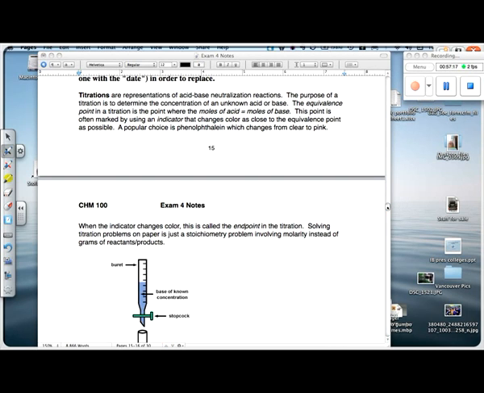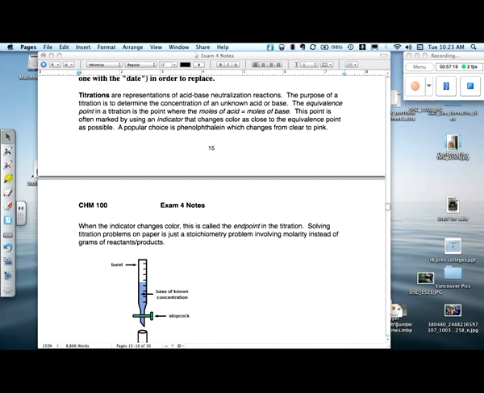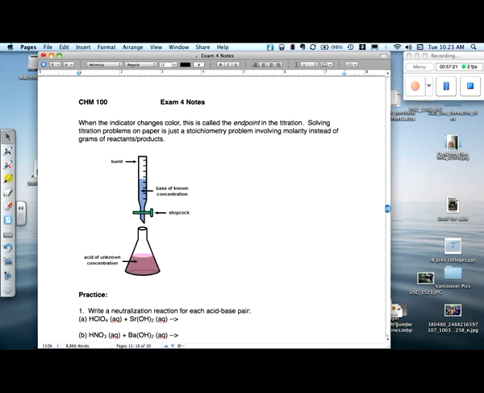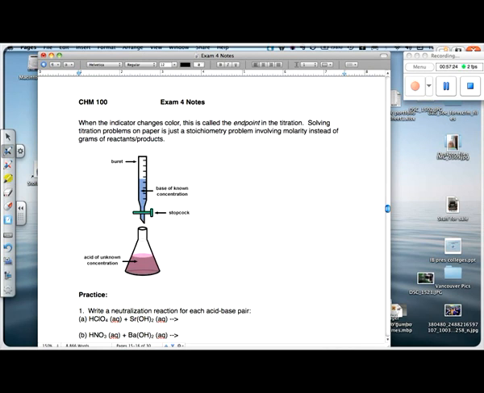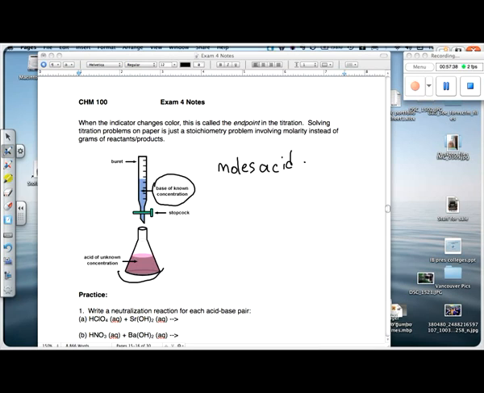What happens is, generally, you're trying to find the concentration of something. So you put in this piece of equipment called a burette what you know, and in the bottom you put the one you don't know, and you titrate until moles of acid equals moles of base. Usually you pick some acid-base indicator that changes color when this happens.